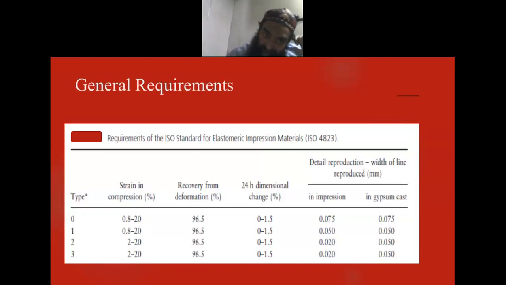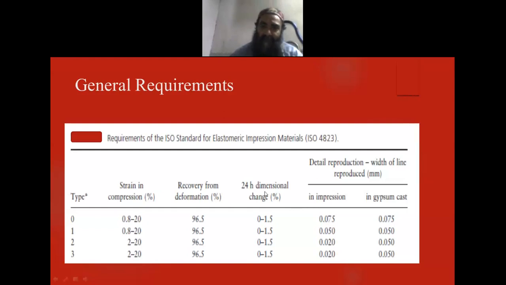General requirements of materials. ISO specification for elastomeric impression is 4823. Type 0, 1, 2, 3, if we see strain in compression, for type 0 it is 0.8 to 20%, for type 1 it is 0.8 to 20%, and for type 2 it is 2 to 20%, and for type 3 it is again 2 to 20%.